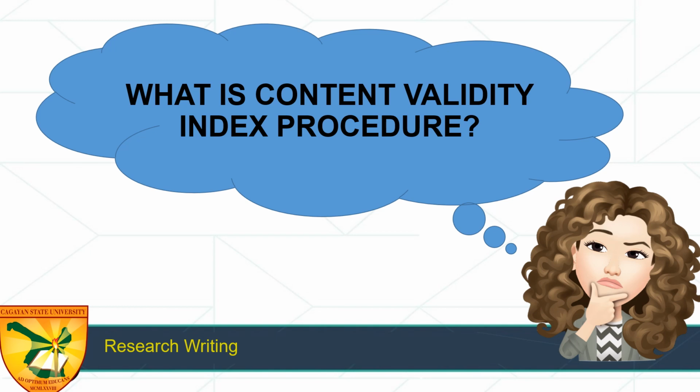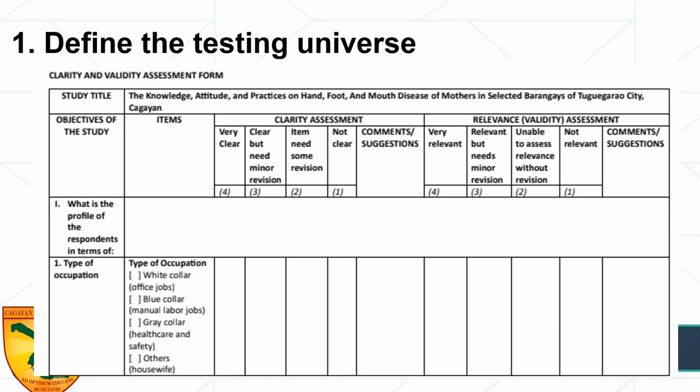So what is the process of doing content validity index? The first step in ensuring content validity is to carefully define the body of knowledge or behaviors that the test represents. This involves identifying the construct or topic that the test aims to measure and defining the relevant aspects of that construct. We've already learned this part of content validity, which is defining the testing universe, where we use this clarity and validity assessment.